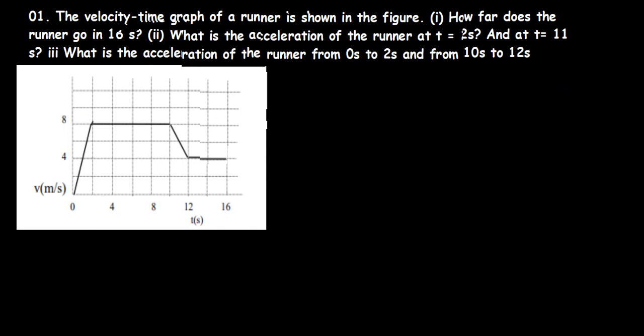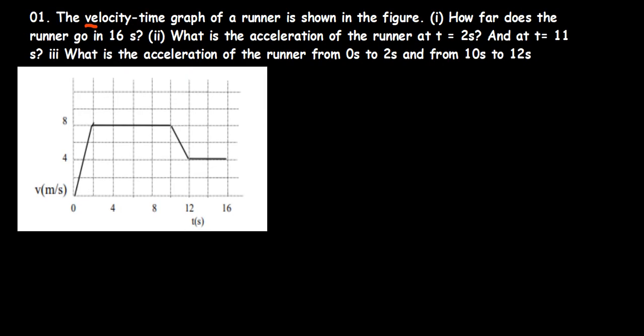Okay, so the question says the velocity time graph of a runner is shown in the figure below. So this is the velocity time graph. We can see that on the y-axis we have the velocity, and on the x-axis we have the time in seconds. Then we have this motion that is being described here, and we should know how to interpret this motion.